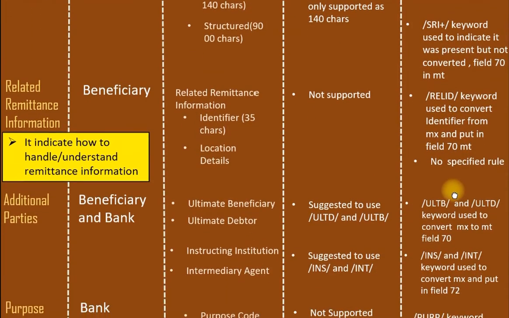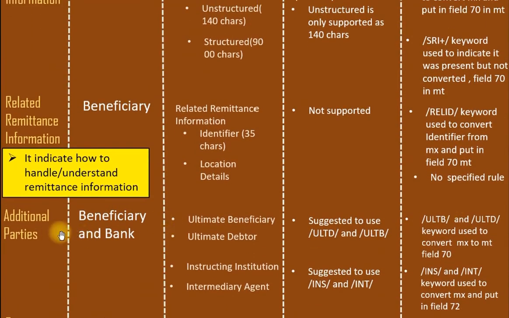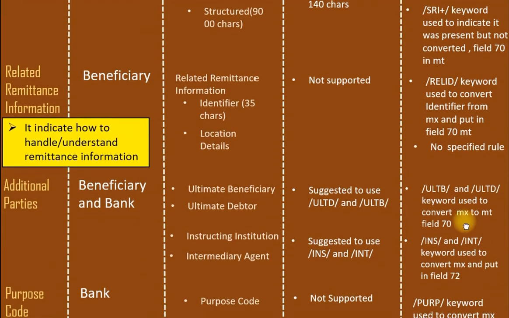Then there are additional parties, which are normally for the beneficiary and bank to understand. These parties are ultimate beneficiary, ultimate debtor, instructing institution, intermediary agent. So two are the agents, two are the parties. In the MT world there are also some keywords like ULTD, ULTB and INS and INT. For the conversion, you have to use ULTB for ultimate beneficiary, ULTD for ultimate debtor and put them in tag 70. While for these agents you have to use the INS and INT keywords and put them into field 72.